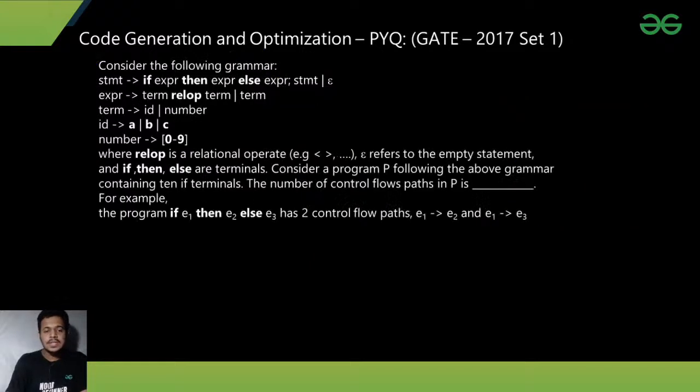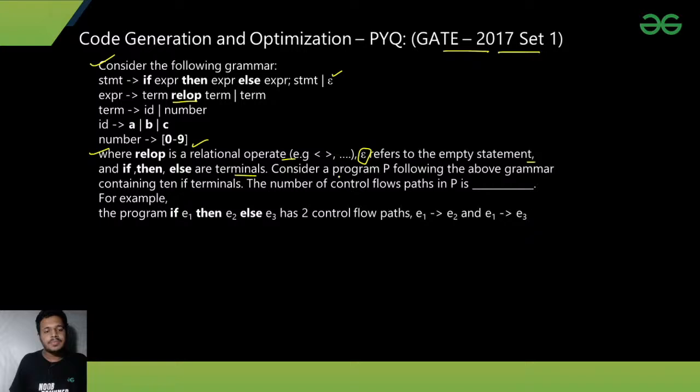Now let's check what is in the third question. It is a question from GATE 2017, set 1. Firstly, a grammar is given up to here. It says that relop is a relational operation, and null refers to an empty statement, and if, then, else are terminals.